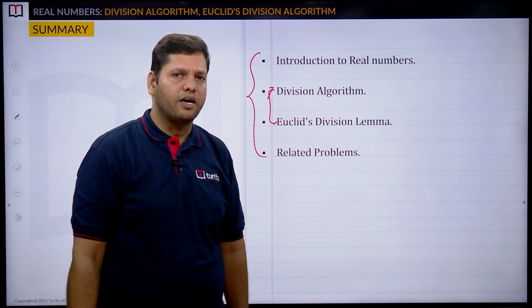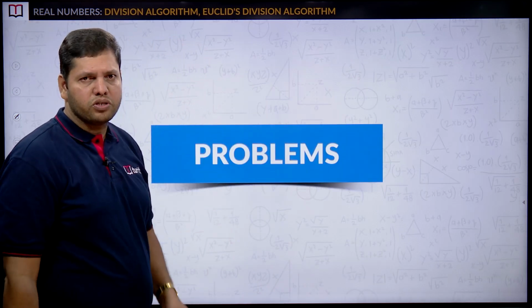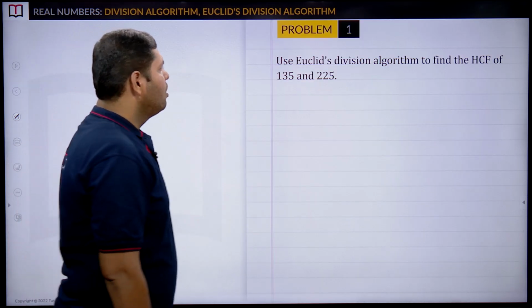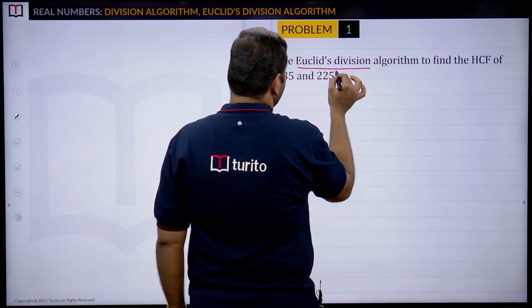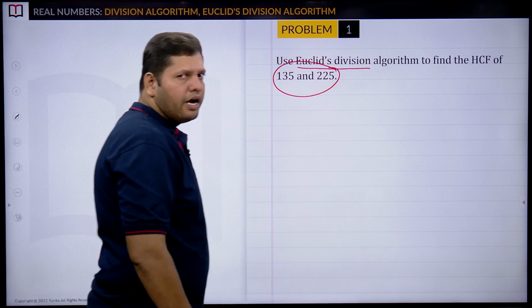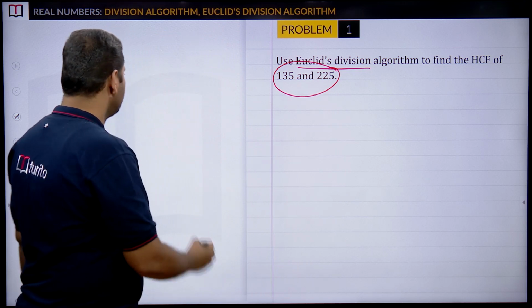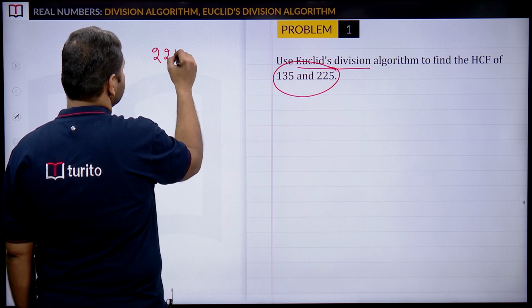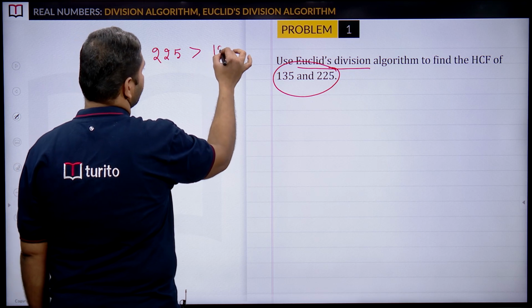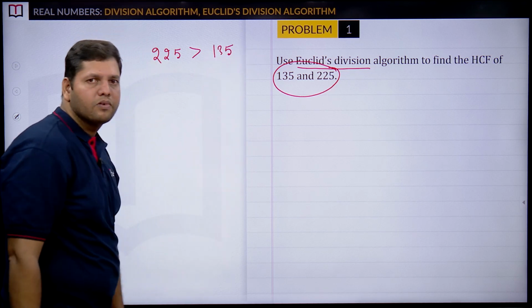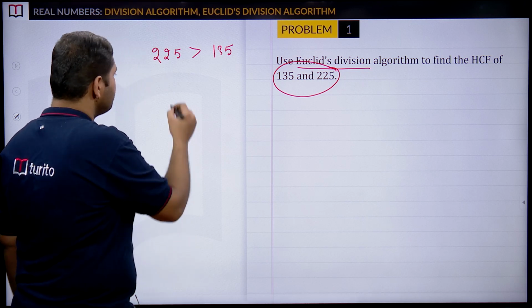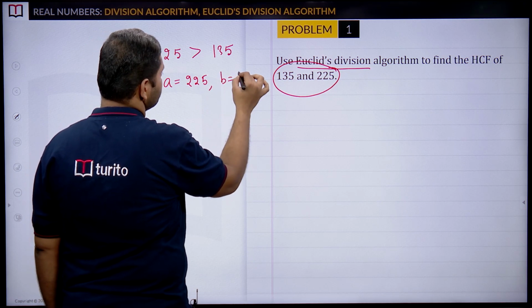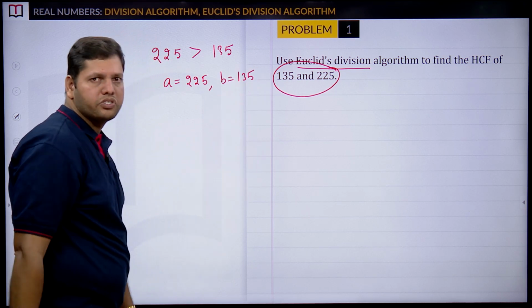Okay children, fine. Children, let us discuss some questions again related to the same Euclid's division algorithm. Children, look at the first question. Use Euclid's division algorithm, find the HCF of what? 135 and 225. Children, here the given numbers are what? 135 and 225. So I can say 225 is greater than what? 135, isn't it? So when a number is greater, we can take this number as A. You can take A as 225, and you can take B as 135. That's the first condition.